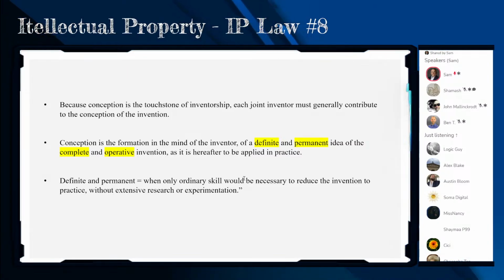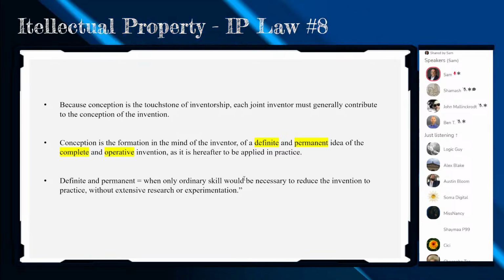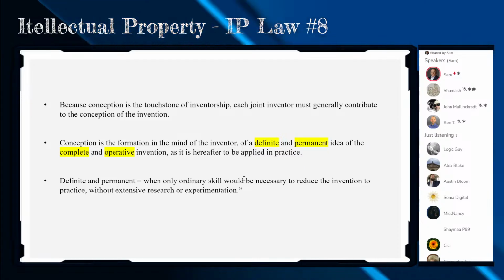And it was complete and operative. How is it complete and operative? When one of ordinary skill in the art followed my directions, managed to make the invention. Therefore, it was complete and operative. Is that person of ordinary skill in the art an inventor? No, because all they did was follow my guidance towards that. So what is definite and permanent is when only ordinary skill would be necessary to reduce the invention to practice without extensive research or experimentation.